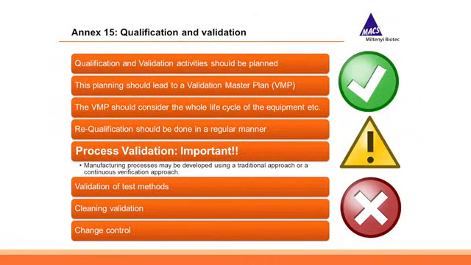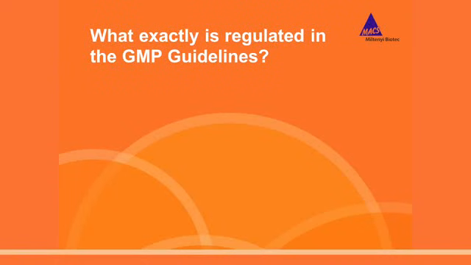But the test methods have to be validated, there has to be cleaning validation, and finally, a change control system should be in place to show that changes to the already validated process do not have an impact on the quality of the existing product and existing process, of course. But what else is regulated in the GMP guidelines? As I mentioned before, more or less everything.